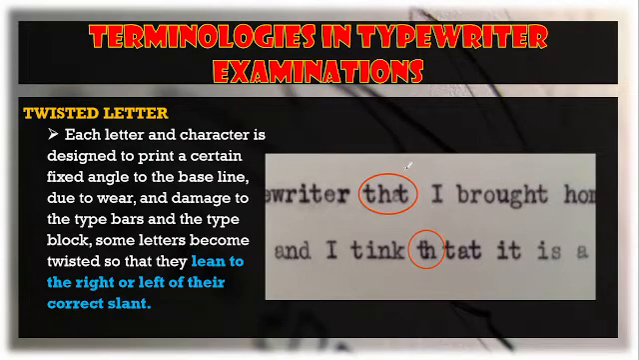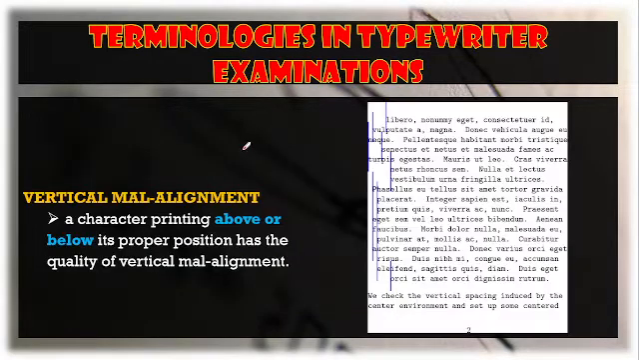Okay, so as you can see in here, the characters lean to the right or left of their slant. As you can see in here, yung letter A, it leans already on the other letter. Okay, just like in here also, yun, nagkadikit na sila. So those might be an example. I mean, those are what we are referring to as twisted letters. Okay, and vertical malalignment, as you can see, we can see in here that the alignment is improper.